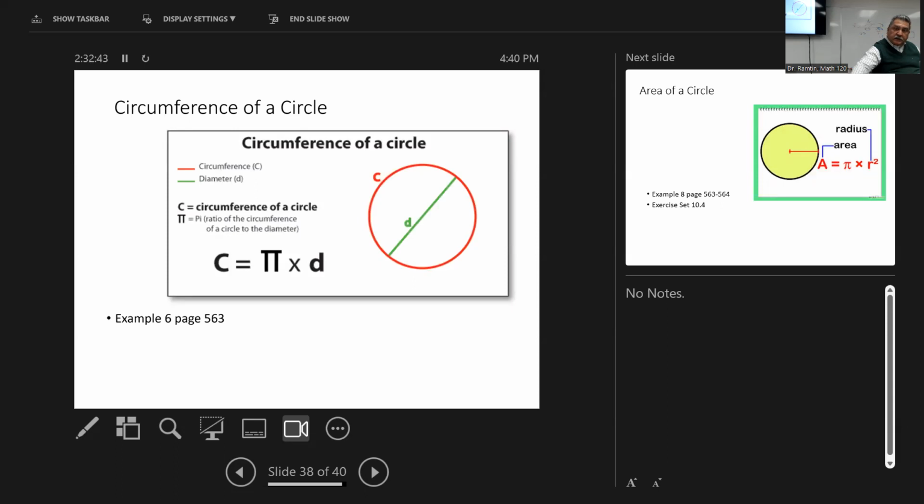For a circle, the circumference is pi times diameter, or twice the radius, or 2 pi r. Let's look at 563. Example 6. Find the circumference of a circle whose diameter measures 10 inches. Okay, if the diameter, I'm sorry, find the circumference of the circle in figure 10.47. Okay, the diameter given is 40 yards. So pi times 40 yards, you get 125.7 yards. That's the circumference.